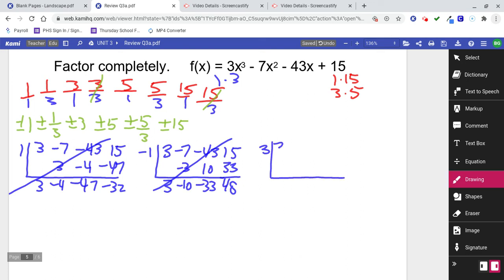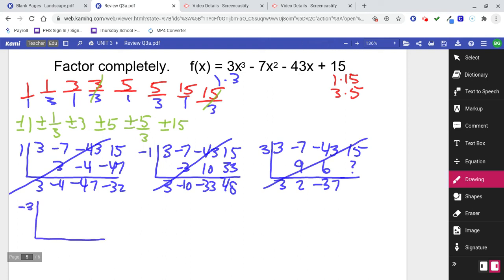So 3. Add down and multiply, add down and multiply, add down, yuck. I don't even know what that is, but I know it's not going to make 0, so I'm just going to abandon ship there. Add down and multiply, add down. This isn't looking so good. 48. Ooh, that looks good. 5, -15, and 0. Okay, great. Finally found one. It took me a little bit, but I found one that worked.